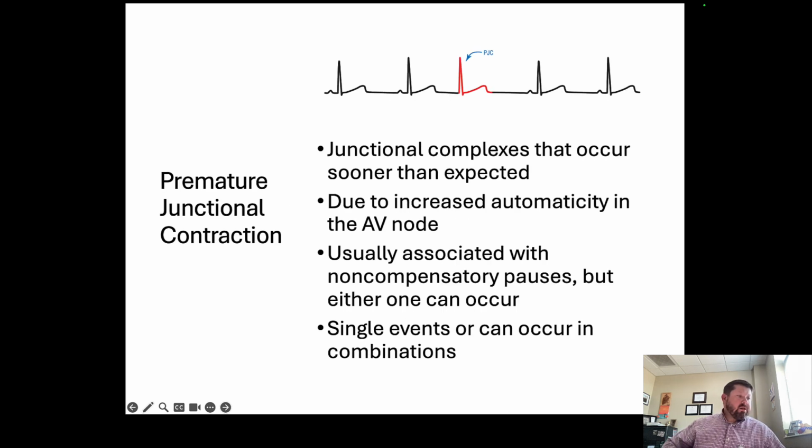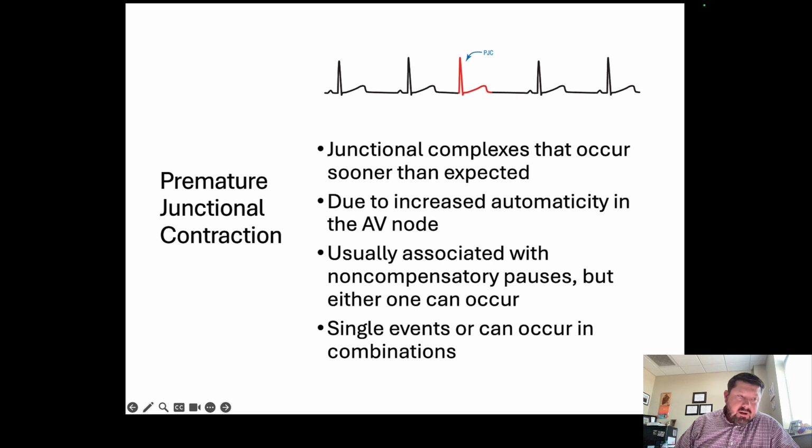rhythm. A premature junctional contraction is a junctional complex that occurs sooner than expected in the underlying cardiac rhythm, just like a PAC that we've talked about previously. This is due to increased automaticity in the AV node, and it's usually associated with non-compensatory pauses. So this means that the cadence or the underlying rhythm of the SA node will actually reset, a non-compensatory pause.